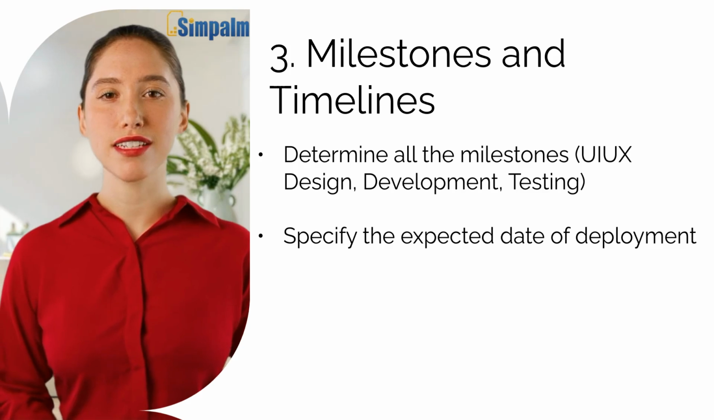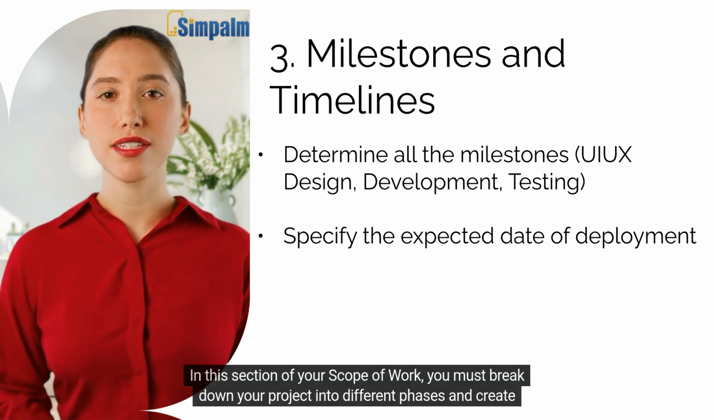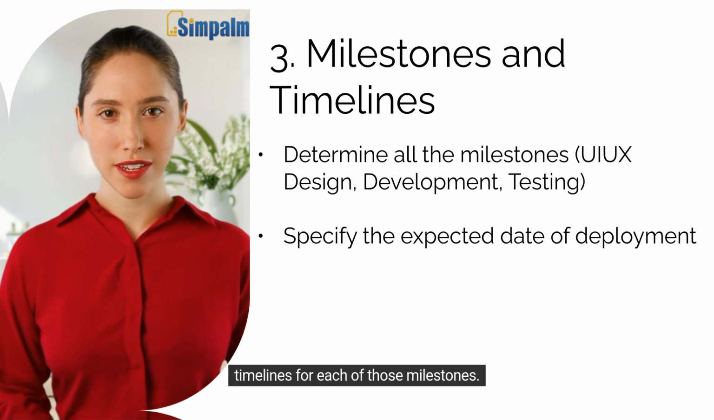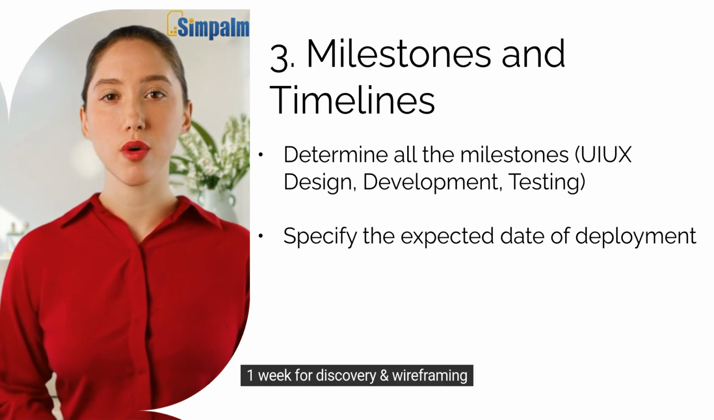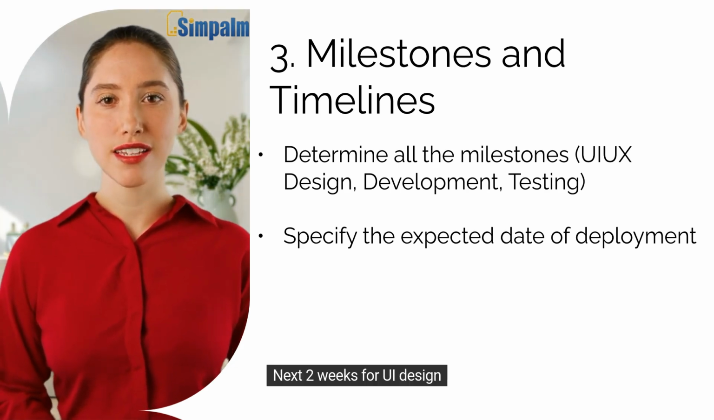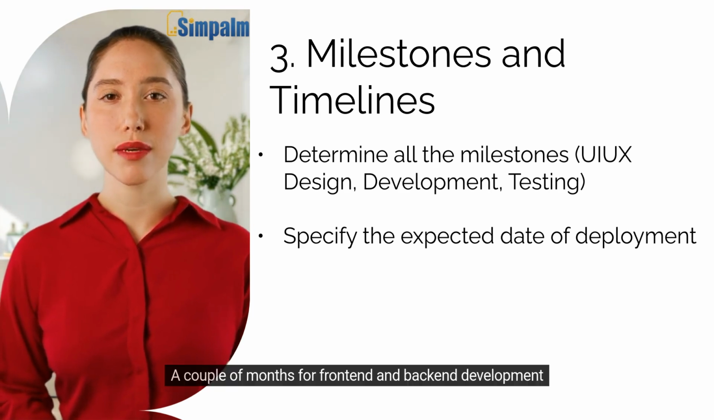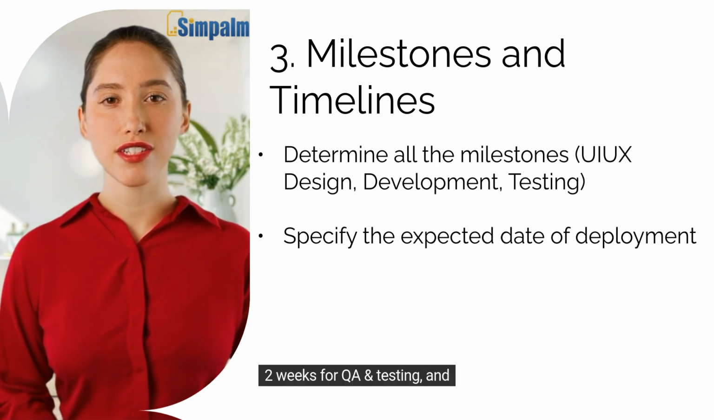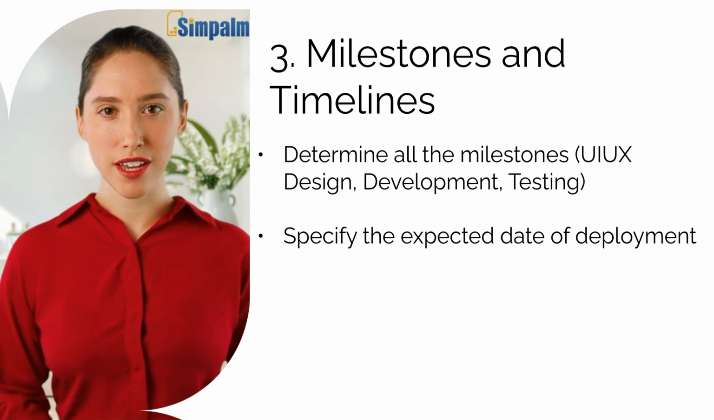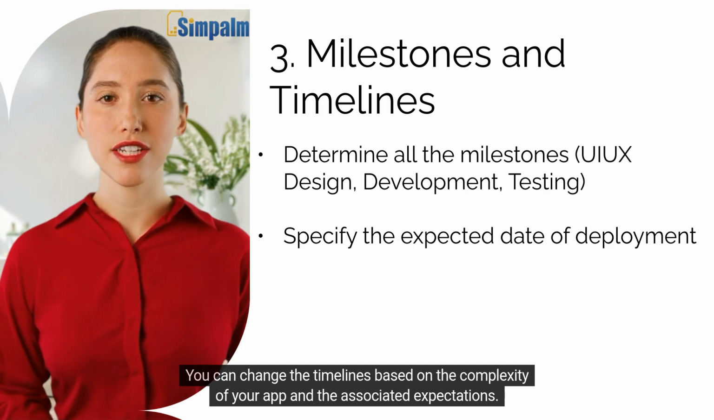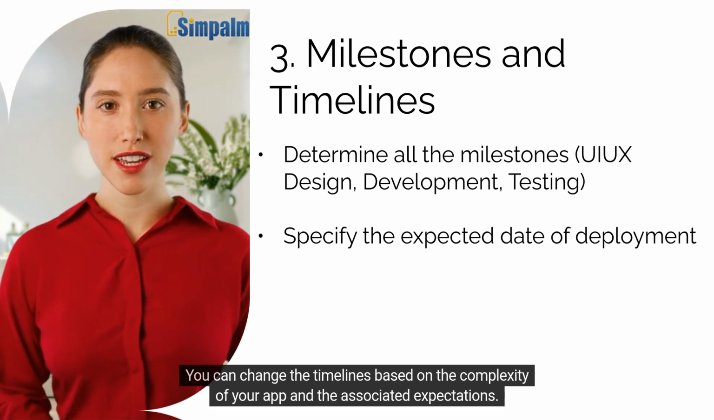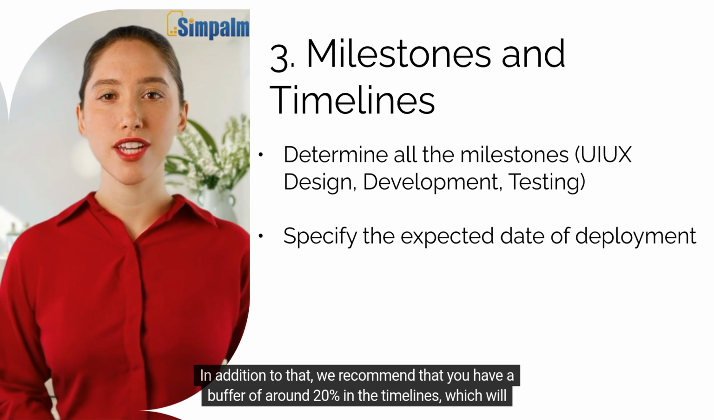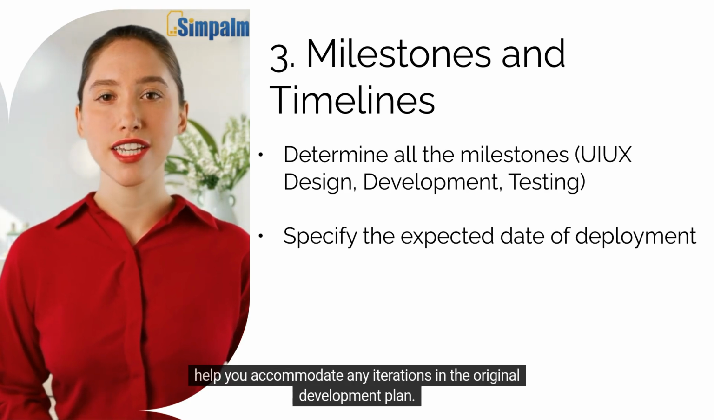Milestones and timelines. In this section of your scope of work, you must break down your project into different phases and create timelines for each of those milestones. For instance, you can dedicate 1 week for discovery and wireframing, next 2 weeks for UI design, a couple of months for front-end and back-end development, 2 weeks for QA and testing, and 1 week for launch and initial support. You can change the timelines based on the complexity of your app and the associated expectations. In addition to that, we recommend that you have a buffer of around 20% in the timelines, which will help you accommodate any iterations in the original development plan.